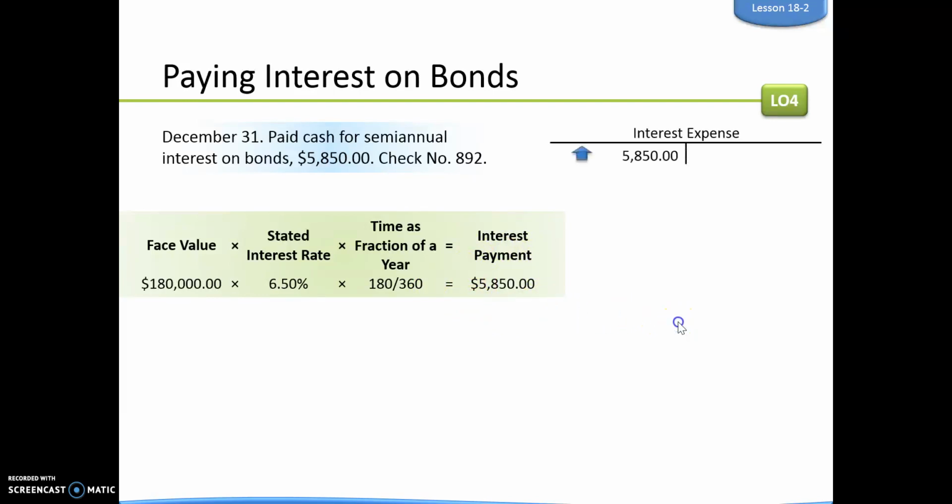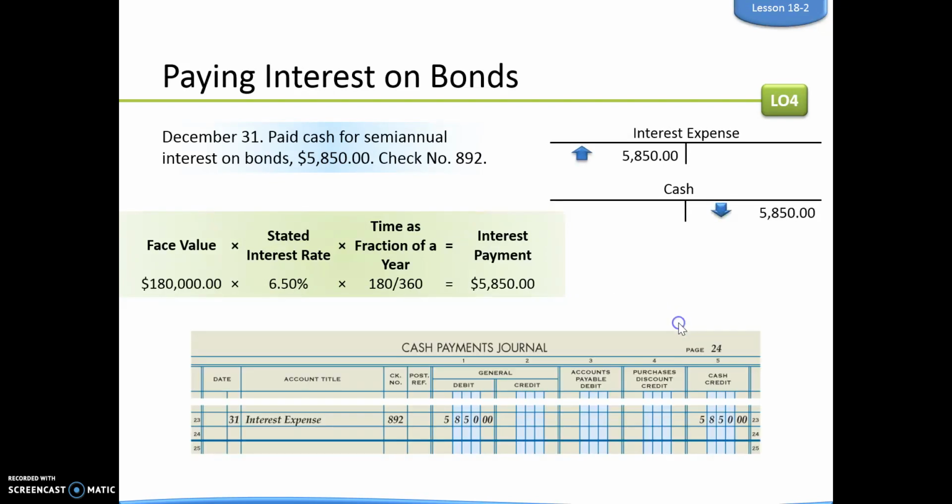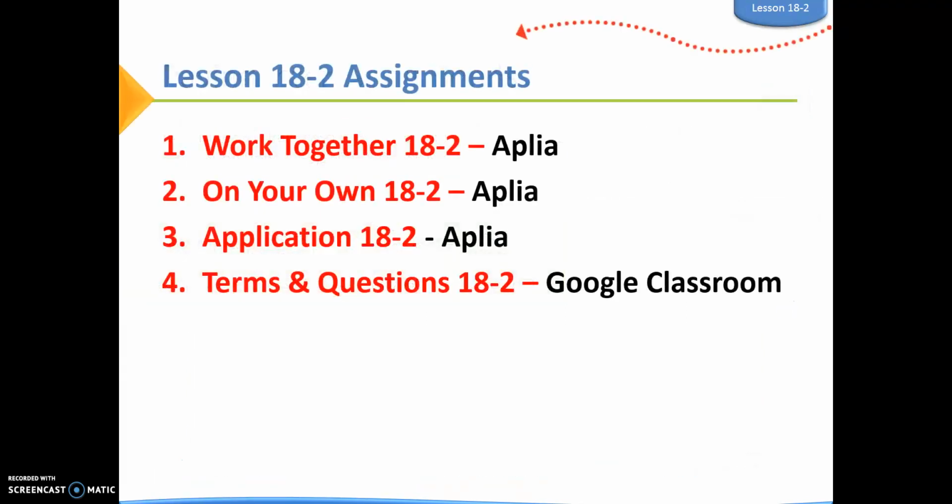So interest expense goes up, cash goes down, and we're going to put that in our cash payments journal. Pretty simple. We've done something similar to that many times. Okay, and those are the two that we are going to talk about for 18.2. So we can go ahead and we'll do our work together next.